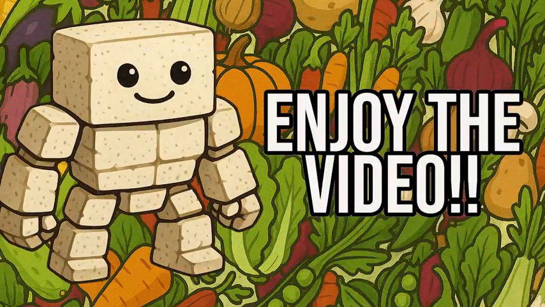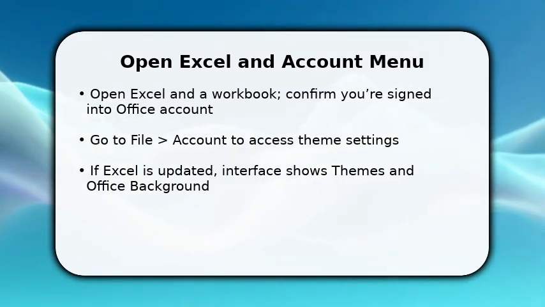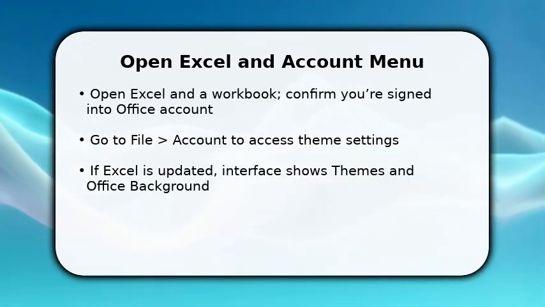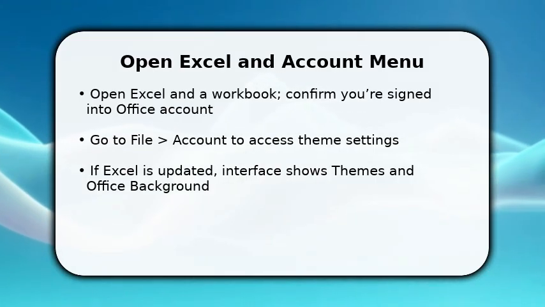Please enjoy the video. You're starting in Excel. Open any workbook and sign into your Office account so settings sync. Once done, click File then Account to reveal theme controls. You do this because Excel's dark mode ties to the Office theme at the account level. Changing here affects all apps.